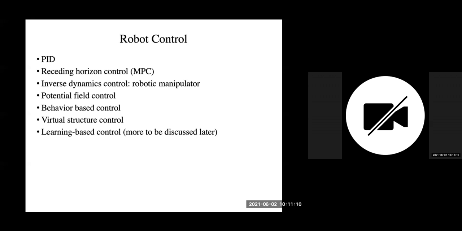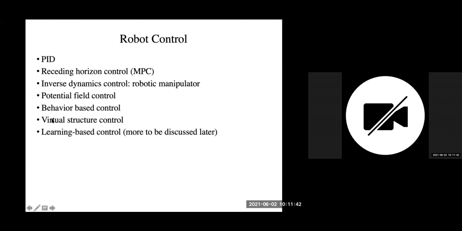That's called robotic control. There are a number of robotic control methods, including PID, which is probably the most well-known one. If you have taken an integrated control course, you know proportional, integral, and derivative control. The second one is receding horizon control, also called model predictive control. For robotic manipulators, we have inverse dynamics control, and also potential field, behavior-based, virtual structure, and learning-based control.